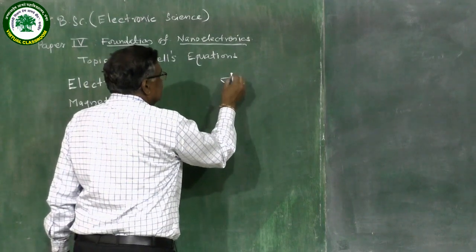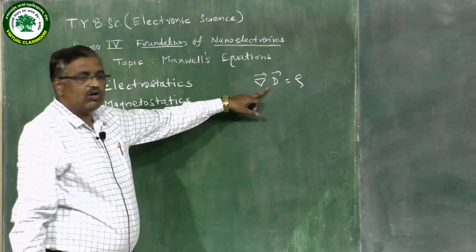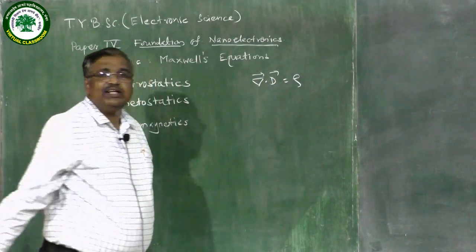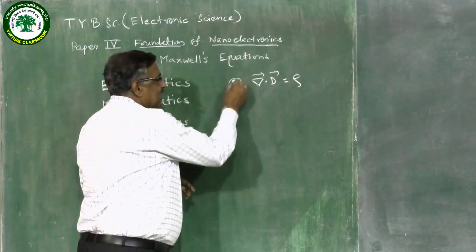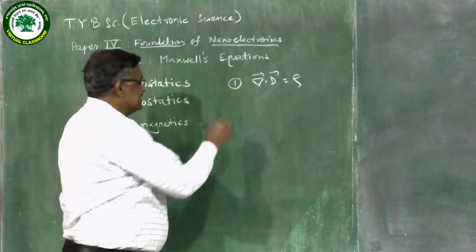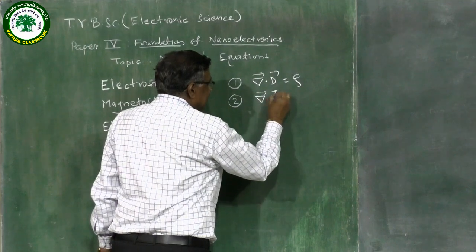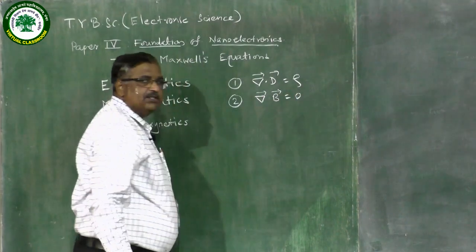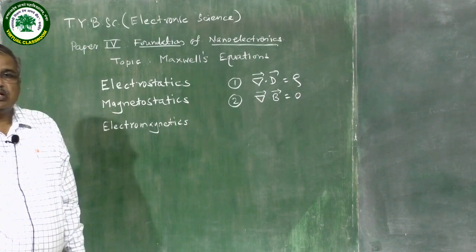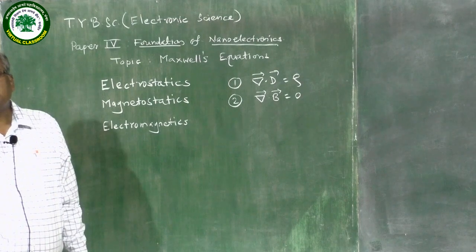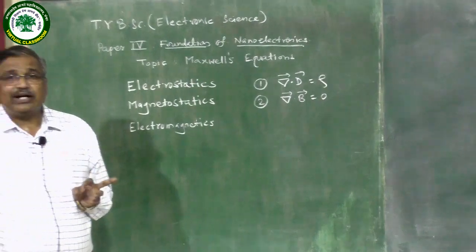in differential form, divergence of vector D is equal to rho. That means this equation is already obtained from Gauss law in dielectrics. So Gauss law in dielectrics can be written in this manner. So we have the first equation, that divergence of vector D is equal to rho. The second equation obtained is divergence of vector B is always equal to 0. According to Biot-Savart law, we define the term magnetic induction B. We know the equation for magnetic induction, and if we take the divergence of that vector, it is always equal to 0. So it indicates that magnetic induction is solenoidal type.